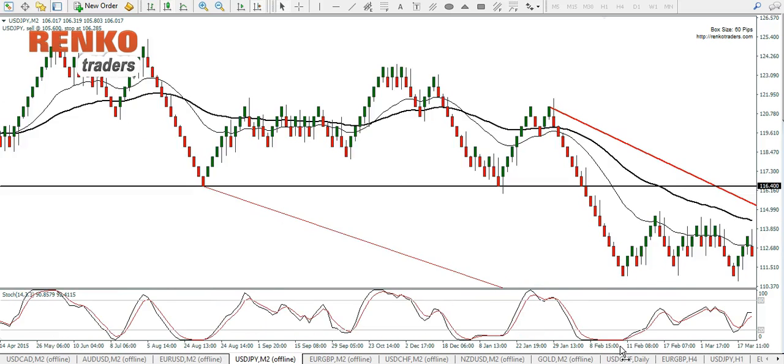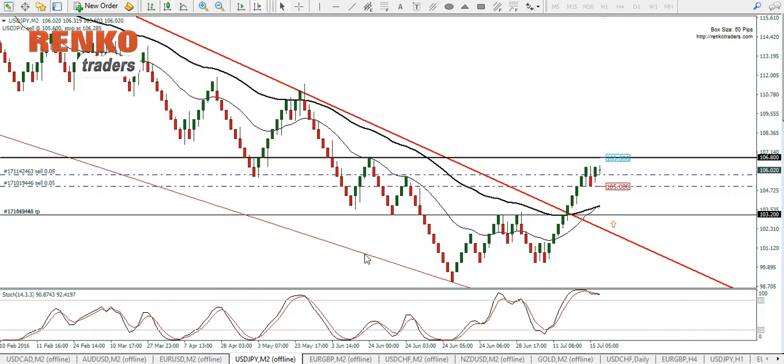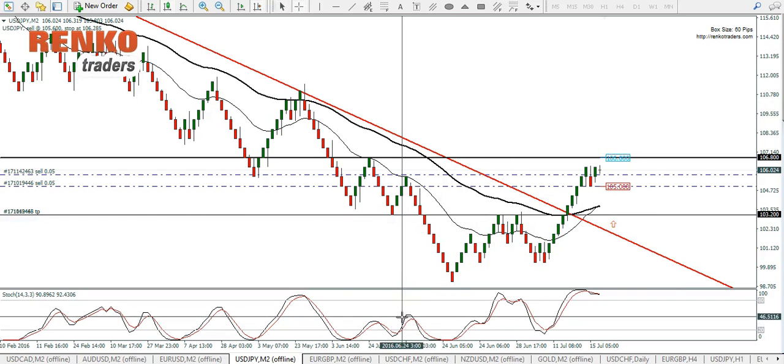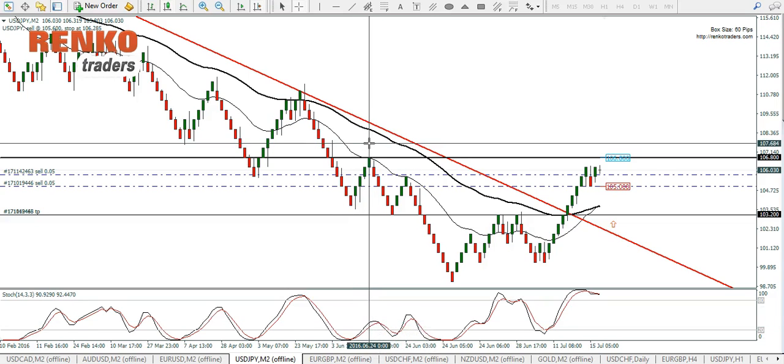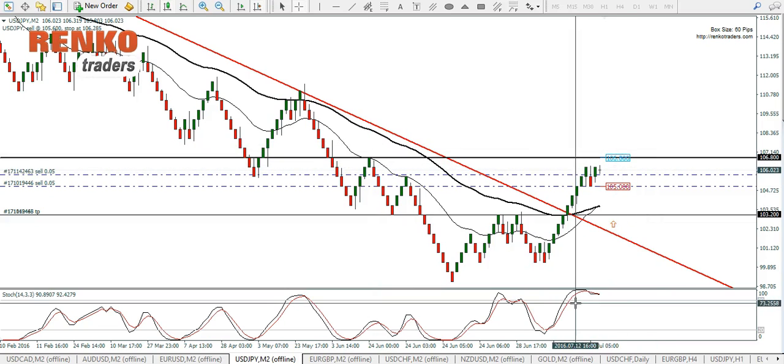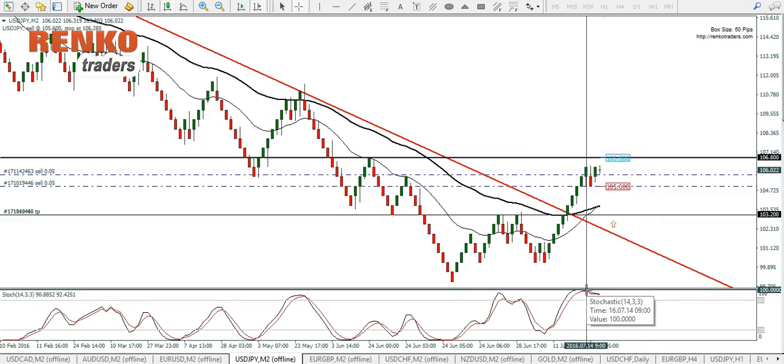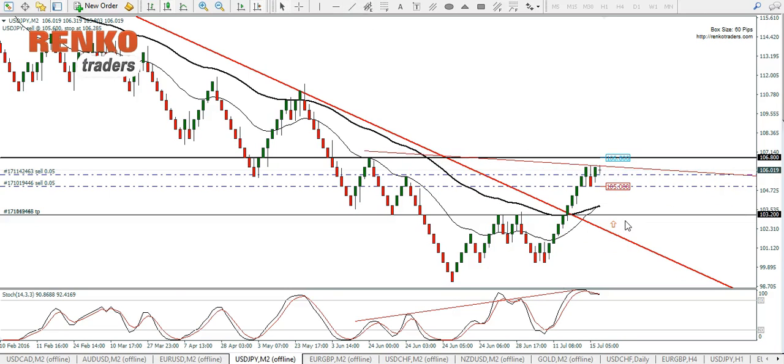We expect a decline in the near term. As you can see, the long-term trend line has been broken, with prices moving towards 106 region right now. What we have currently is a hidden bearish divergence, where you can see the high here and this lower high here, but the stochastics are already pointing to a higher high.